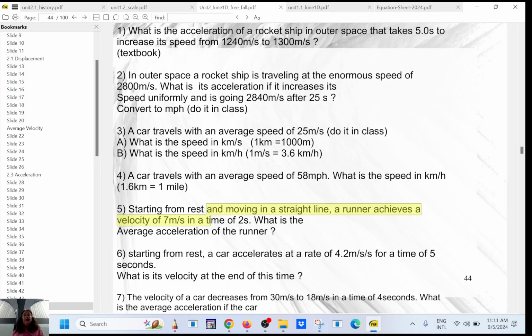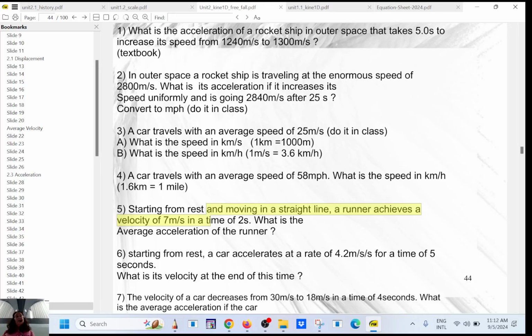Number 6. If you increase at a rate of 4.2 for a time of 5 seconds, what's going to be the velocity at the end? You just do 4.2 by 5. Do you all agree? Because it means for every second, you go faster by 4.2. So after 1 second, 4.2, 2 seconds, 4.2 times 2, 3 seconds, 4.2 times 3, and so on.